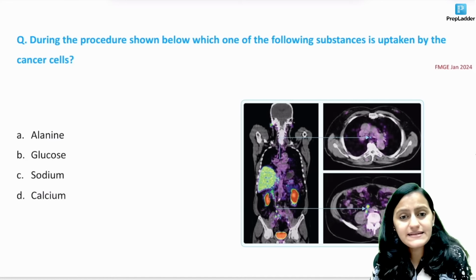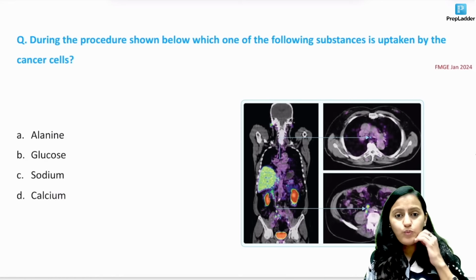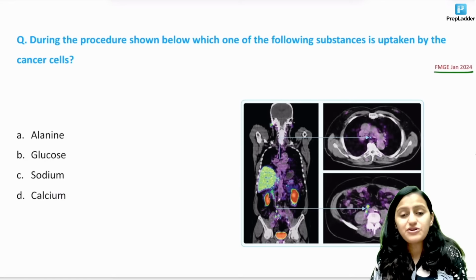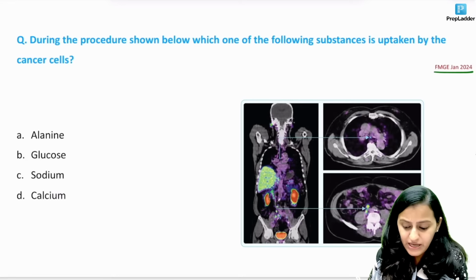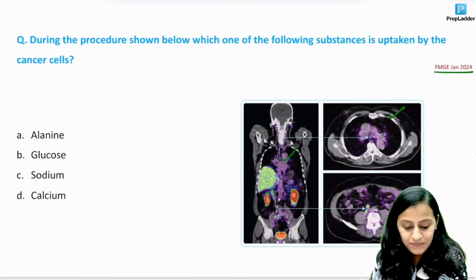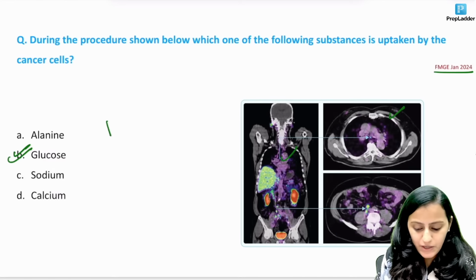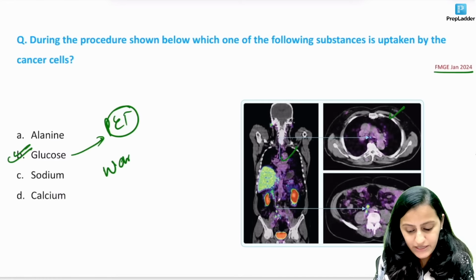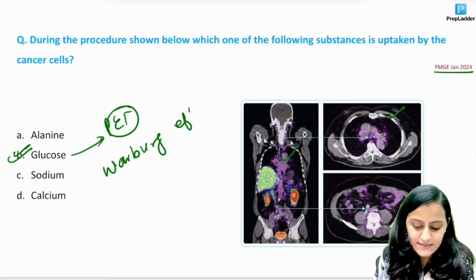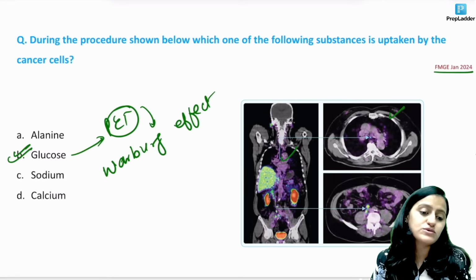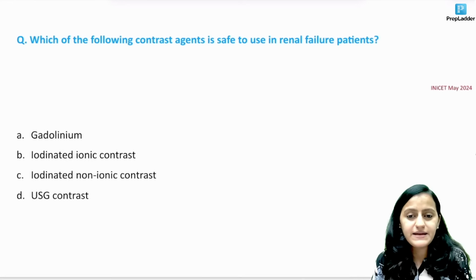Okay. Next one. During the procedure shown below, what substance uptake basically by cancer cells are you looking at? This is your FMG exam question. So the image that you have is your white bone CT along with that color there. That's a PET CT. Okay, so remember in PET CT, what do you have in PET? It is glucose uptake by cancer cells. What effect are you looking at? It is Warburg effect, right? Warburg effect, glucose uptake. Absolutely right.